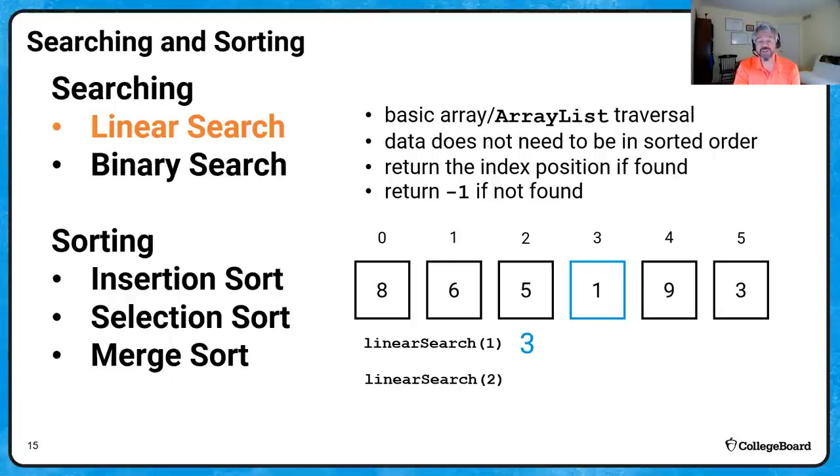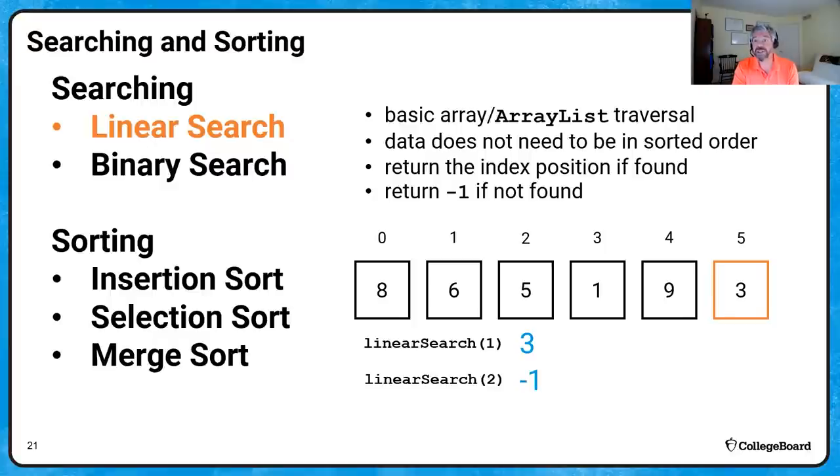If I do a linear search for the value 2, again, we're going to start at position 0. We're going to traverse the entire array doing our comparison, comparing every value to our target. And if by some chance I get all the way to the end and haven't found what I was looking for, then I'm going to return -1. And that's a linear search. So again, we've talked about traversals in some of our past videos.